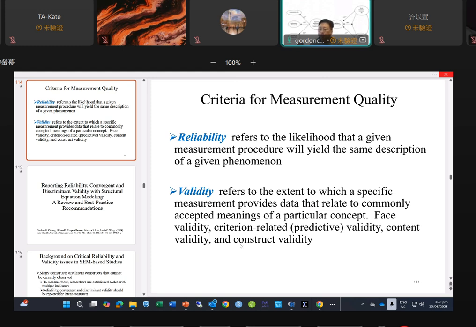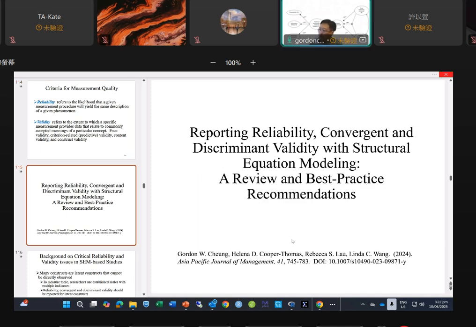But in marketing, we have a more stringent criteria. Marketing is doing much better than management in testing validity. So I borrowed from the concepts in marketing and wrote a paper. And I hope that people in management can also adopt the best practices for testing reliability, convergent, and discriminant validity. So we published this paper in 2024 in Asia Pacific Journal of Management.